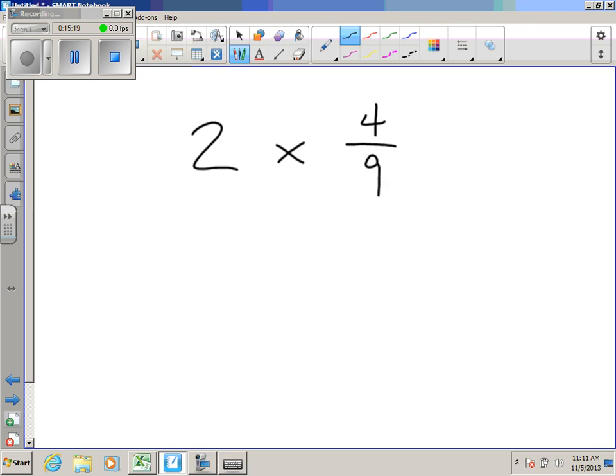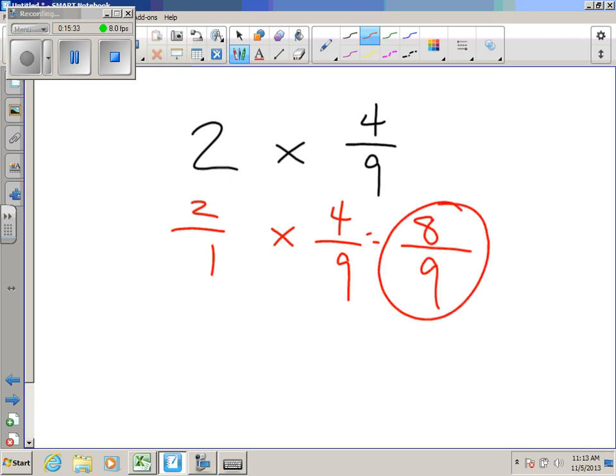2 times 4 over 9. 2 as a fraction. Anything in common diagonally between any of these? 2 times 4, 8 ninths. Okay.